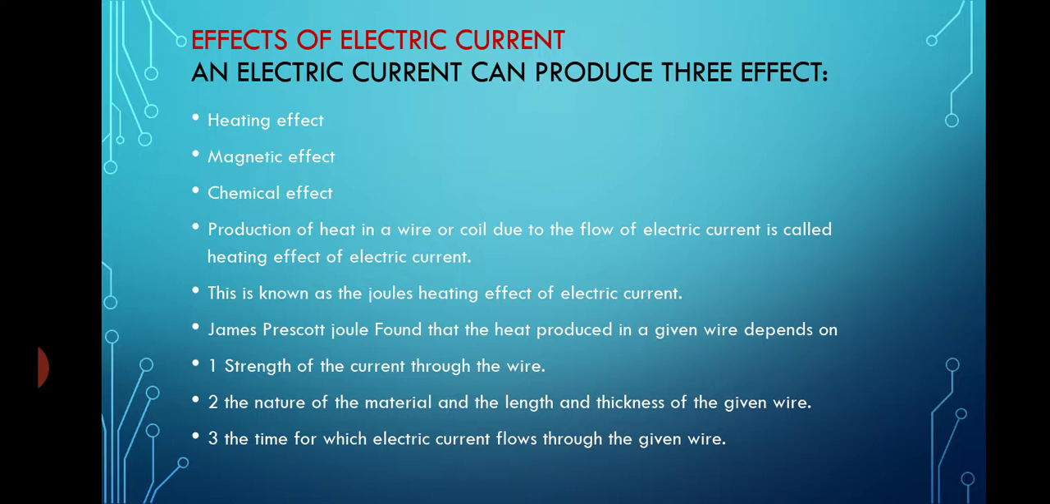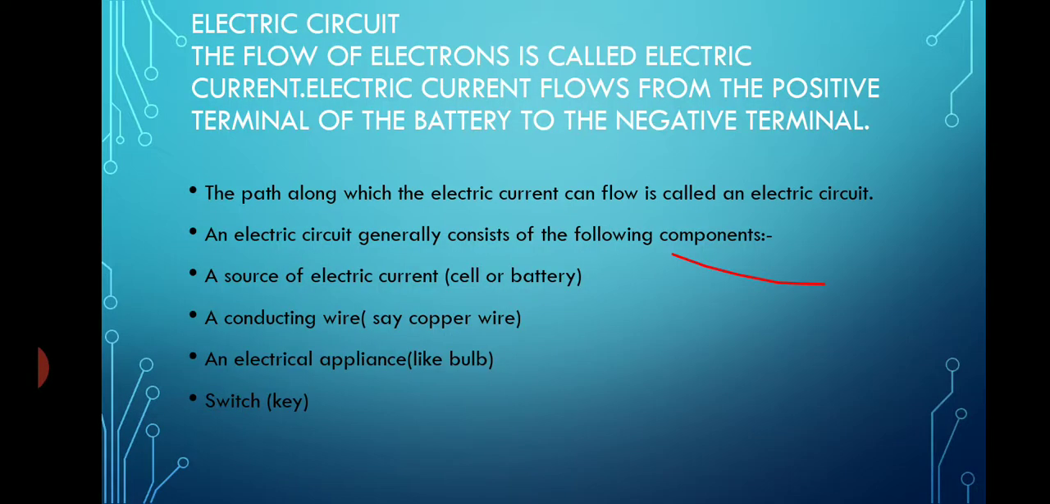Students, you have learned about the electric circuit. We know that the flow of electrons is called electric current, or simply electricity, and the electric current flows from the positive terminal of the battery to the negative terminal of the battery.